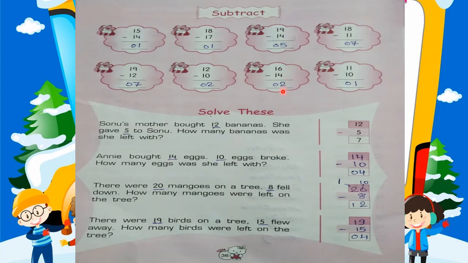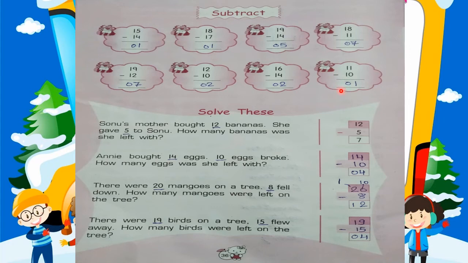6 minus 4 is equal to 2, and 1 minus 1 is equal to 0. Next, 11 minus 10. So firstly solve the ones position number. 1 minus 0 is 1. Okay, 0 means nothing, so there will be no difference. 1 minus 0 is equal to 1, and 1 minus 1 is equal to 0.